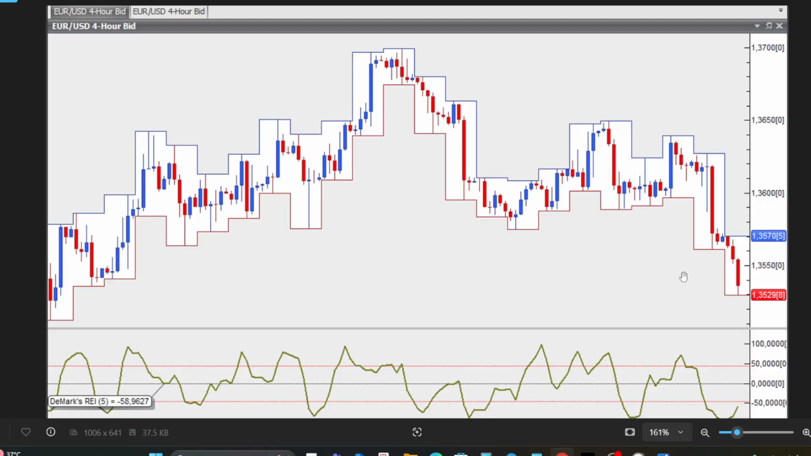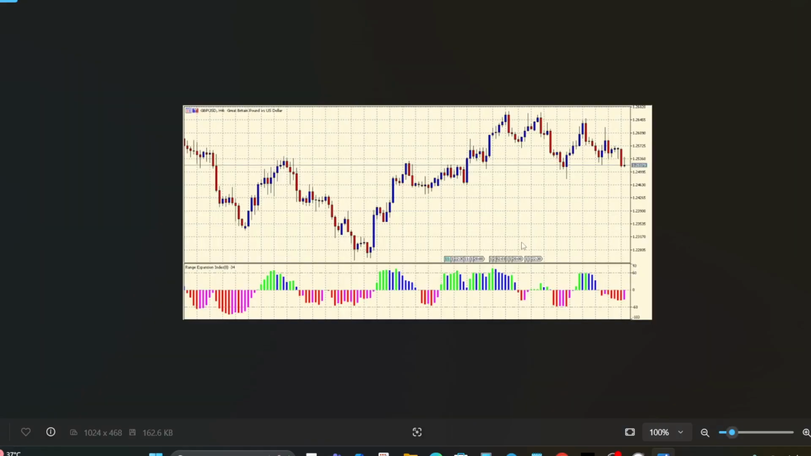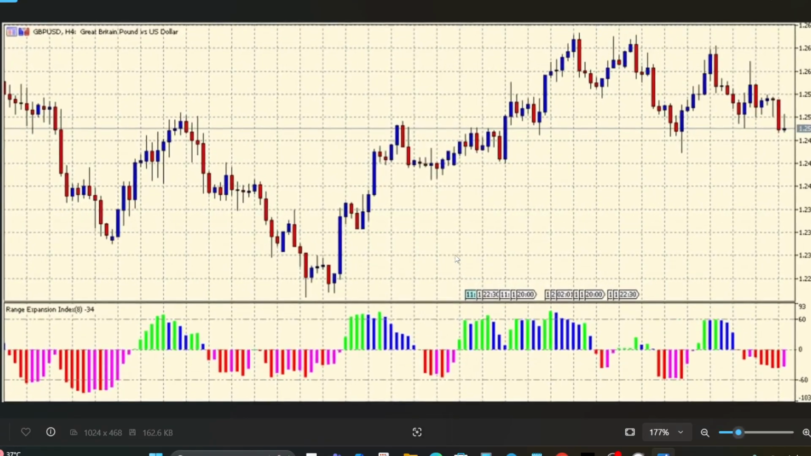Okay, this indicator works by calculating the distance between the highest and lowest prices over a given period. When the market is moving within a narrow range, the range expansion index will show a lower value. However, as the market begins to break out of that range and experience larger price moves, the range expansion index will rise, signaling that volatility is increasing. To put it simply, this indicator is designed to give you early signs of a breakout.